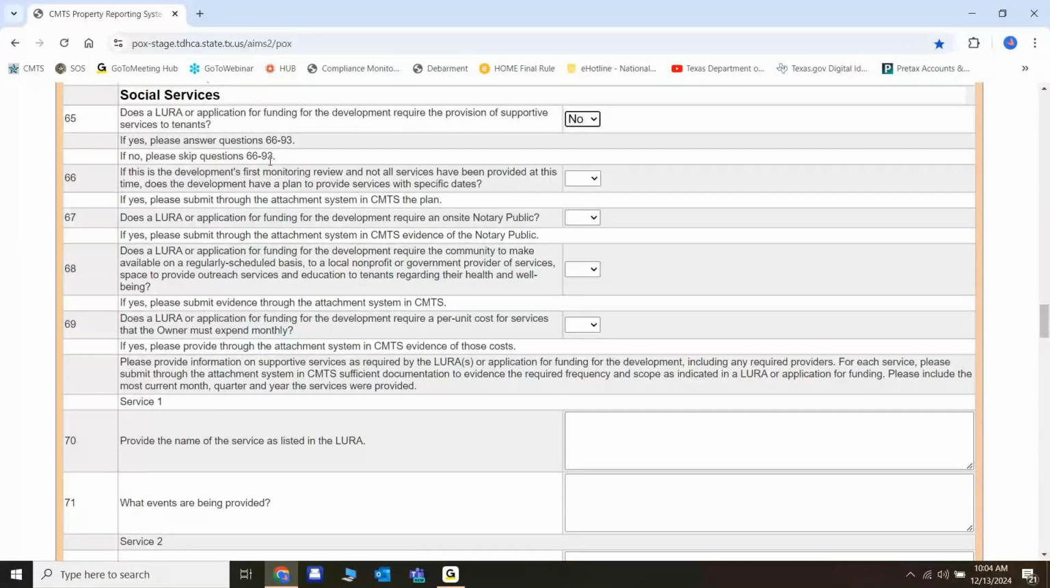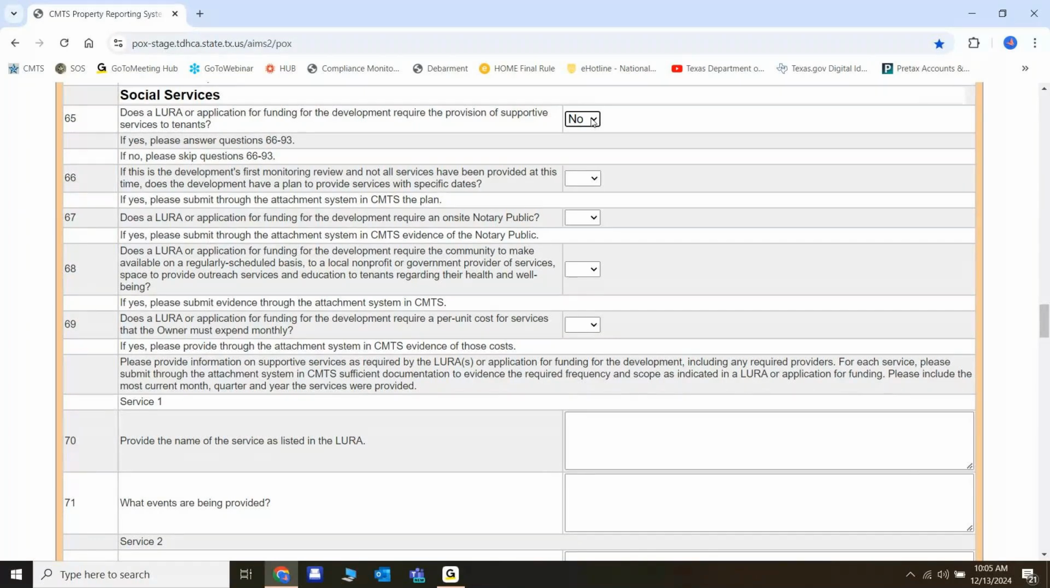And so let me be clear about when it would be a no. Doesn't every LURA require supportive services? Yes, every LURA does require supportive services, unless there are some HOME-only ones that do not. There are also some housing tax credit LURAs where you have completed your compliance period, it has not been extended, and you are no longer required to provide supportive services. That would be another time that you could answer no here.